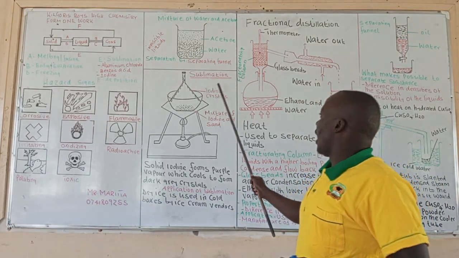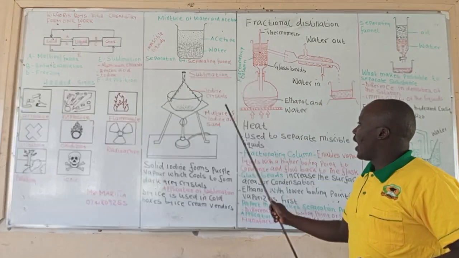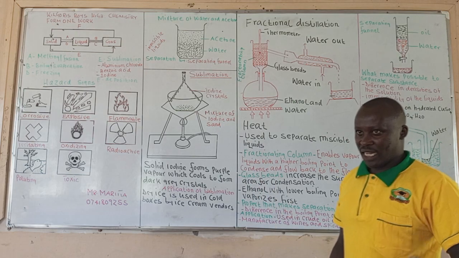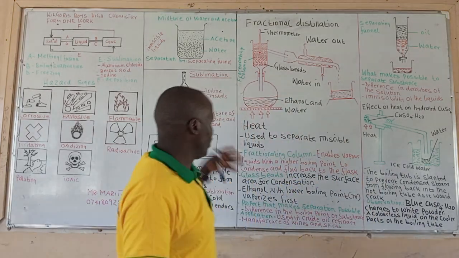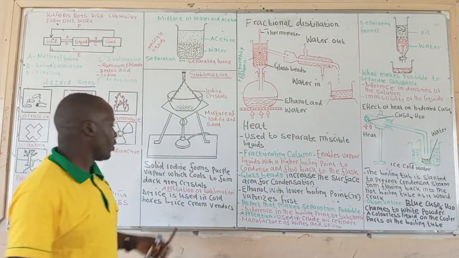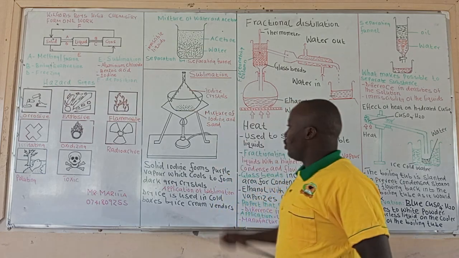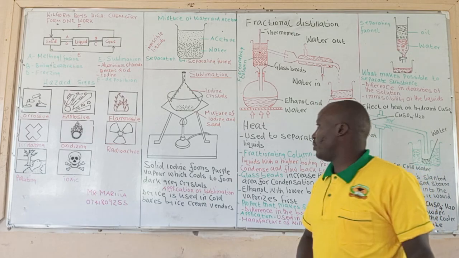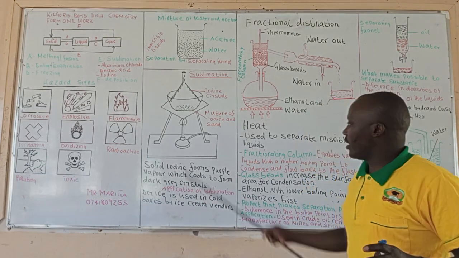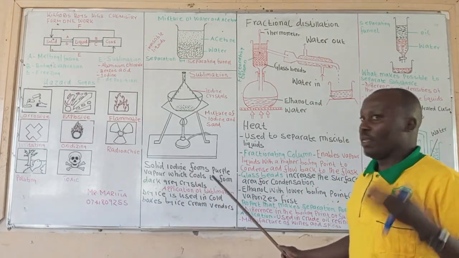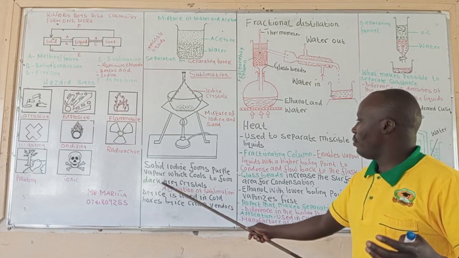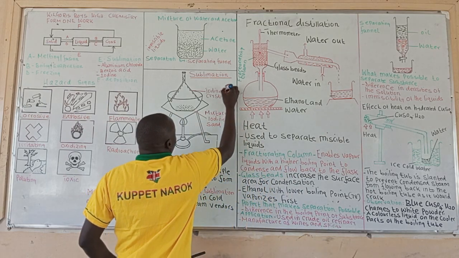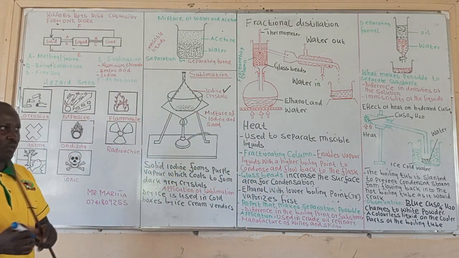So we have here the iodine crystals which are formed here, and this is a mixture of iodine and sand. What do you normally observe on this diagram? You should understand the observation and also the application of this sublimation. What we can observe here is that solid iodine forms a purple vapor which cools to form dark gray crystals. That is the main observation you can make from here.